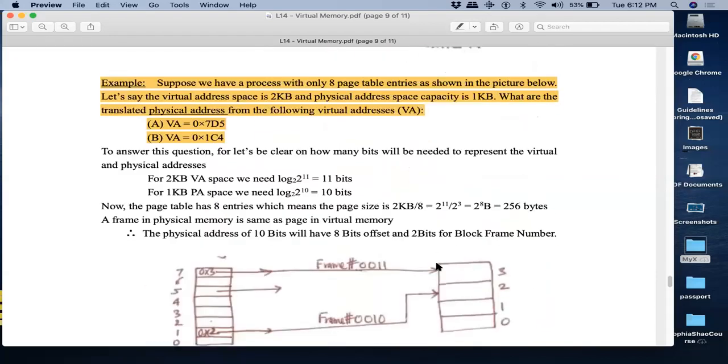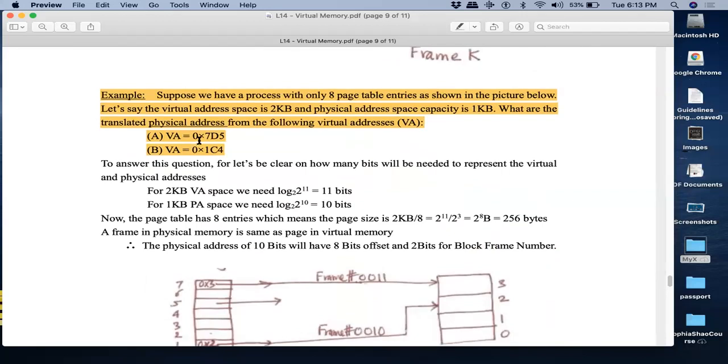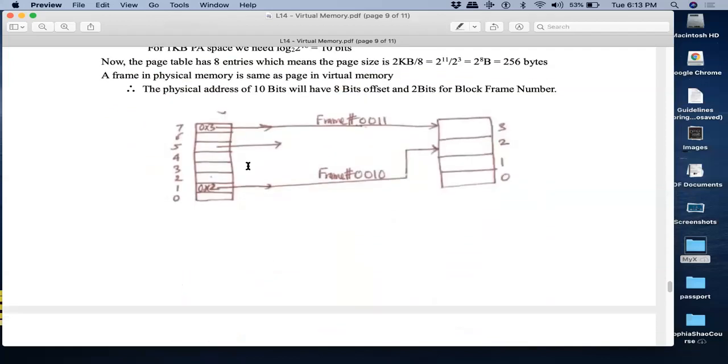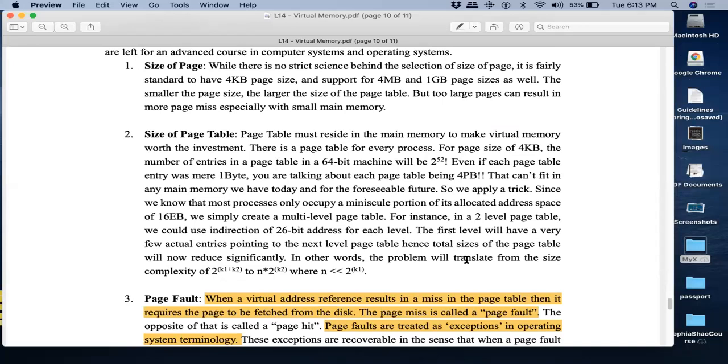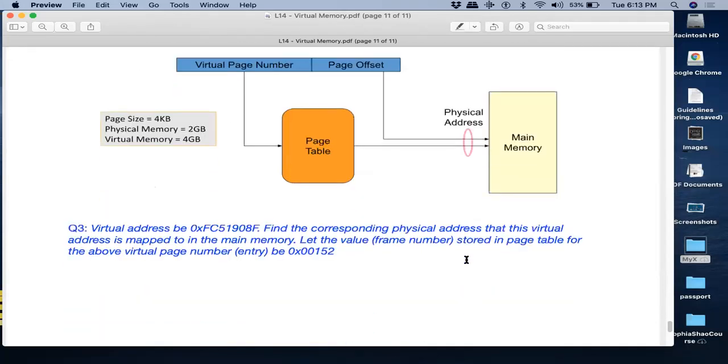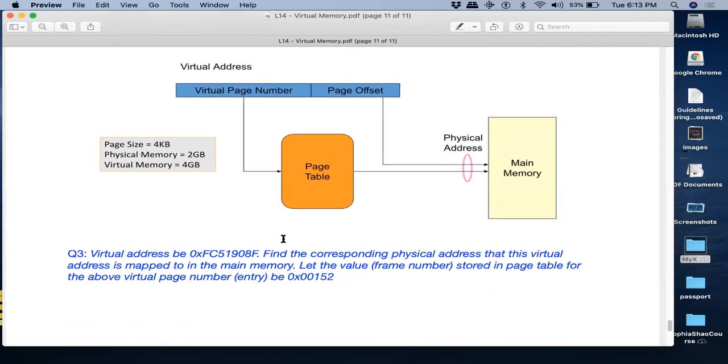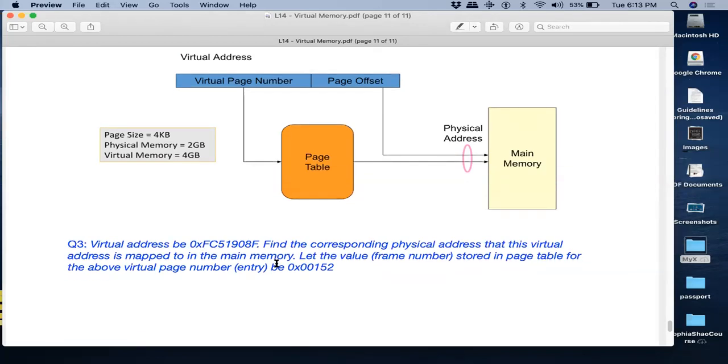So we can say that the virtual address 0x75 maps to physical address 0x3D5. And the virtual address 0x1C4 maps to 0x2C4 on physical memory. That's how the translation happened, right? So what you can do here is now try this example, and you can probably discuss it on the discuss lectures thread.